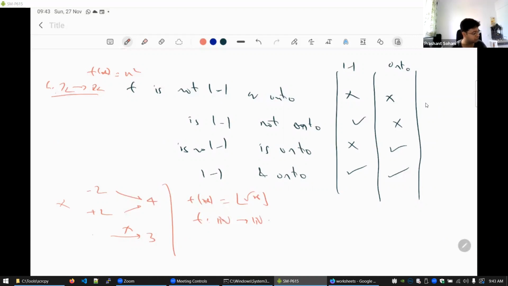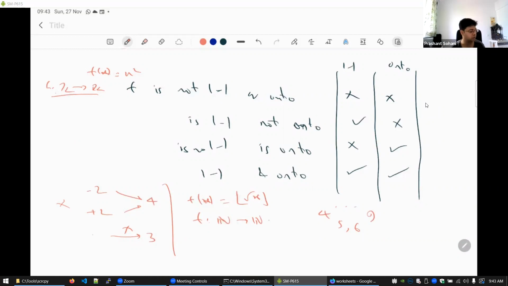So this is not 1-1, because if you have numbers between perfect squares, like between 4 and 9, any number you take, its answer will be the same, right? 5 and 6, for example, will all have the same answer. So it is not 1-1, but I think it will be onto, right? Because as you keep increasing x, sooner or later this number will take on every possible natural number.